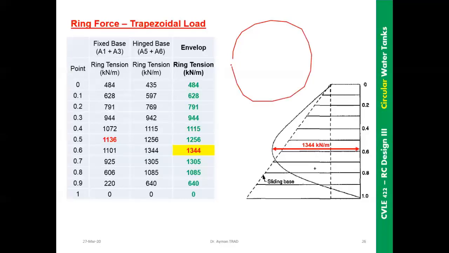We'll consider that the pressure due to the water is the same everywhere. Then we can take only a strip of 1 meter. This is repetitive: if we do the design and get the reinforcement, it will be the same everywhere. This is my strip of 1 meter.